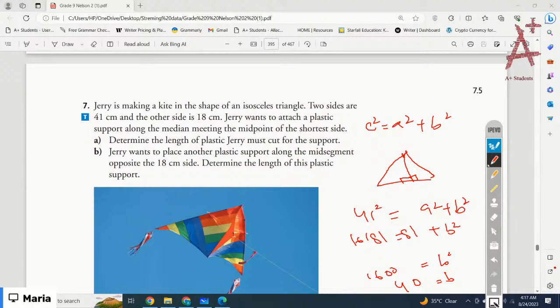Okay, for B, Jerry wants to place another plastic support along the mid-segment opposite to the 18 centimeter side. Okay, the length of that side is 18 centimeters, right? You can divide it by 2 and it would be 9. That means the length of the plastic that needs to be cut is 9 centimeters.